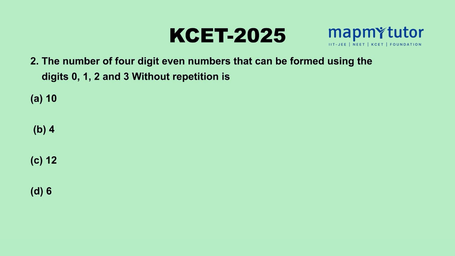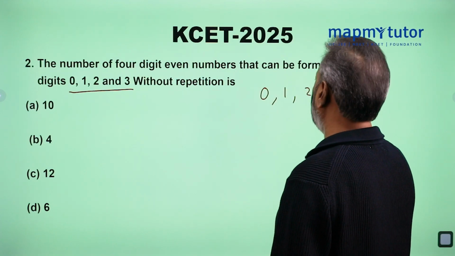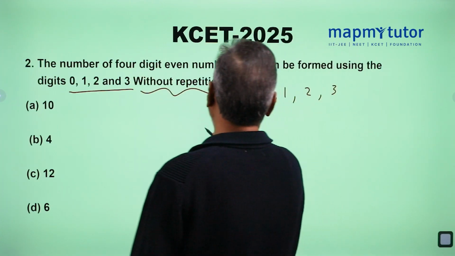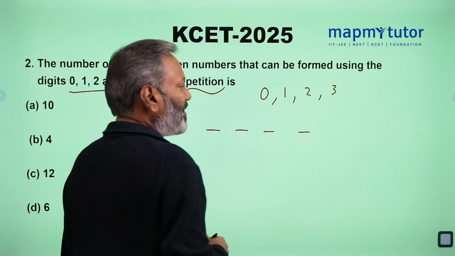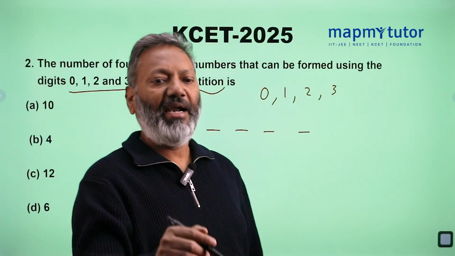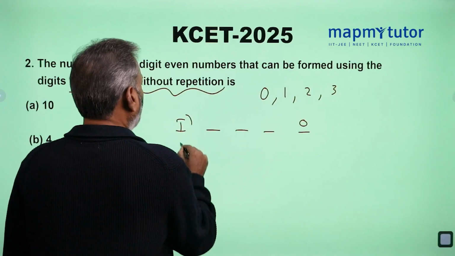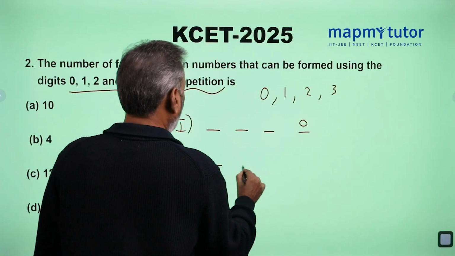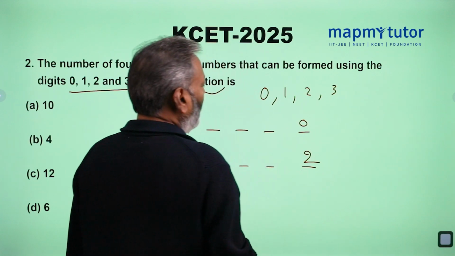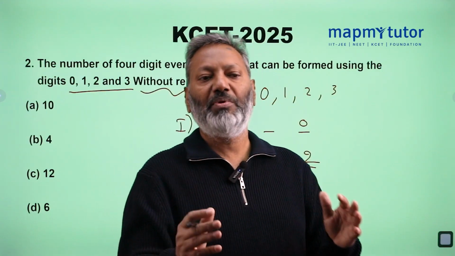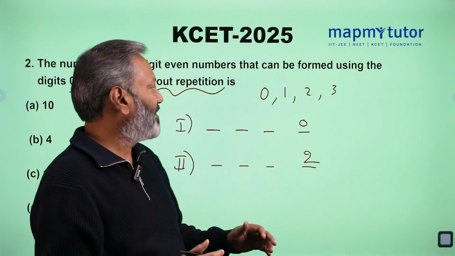The number of 4-digit even numbers that can be formed using the digits 0, 1, 2 and 3. These are the given digits, without repetition, of course, and you need only 4-digit even numbers. We know that an even number has to end with an even digit. Therefore, I got two cases. Case 1, it ends with 0. What is the other case? It can end with 2. 1 and 3 can't be in the unit position. Why? Because if 1 or 3 is there, it is to be considered an odd number. But here it is an even number.